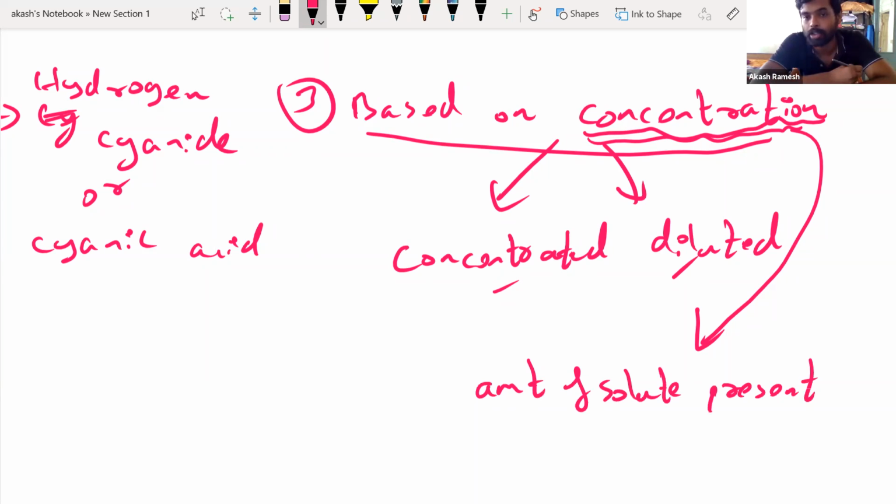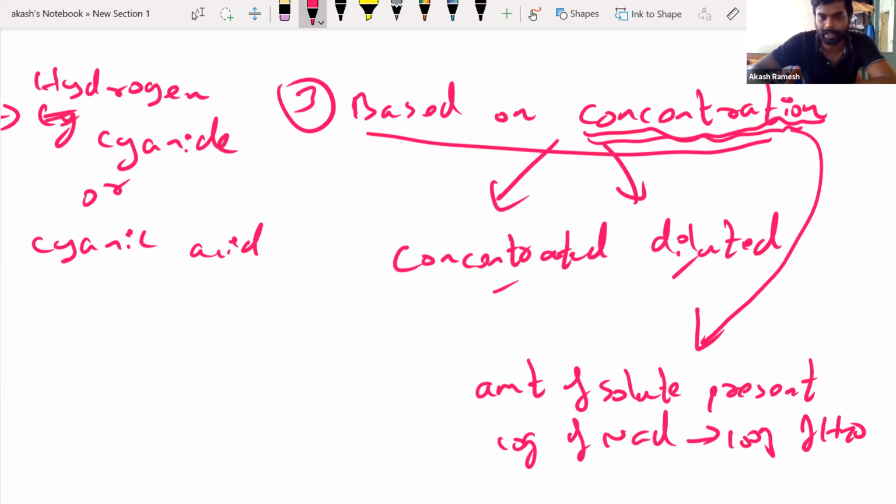Amount of solute present. Basically, I can say that 10 grams of NaCl is dissolved in 100 grams of water. If I tell you this, the 10 grams can be the concentration, very simple. Concentration just talks about how much solute is there in the solution. Very simple. So now it's very easy for us to understand.